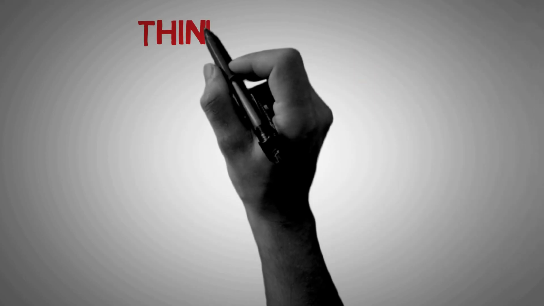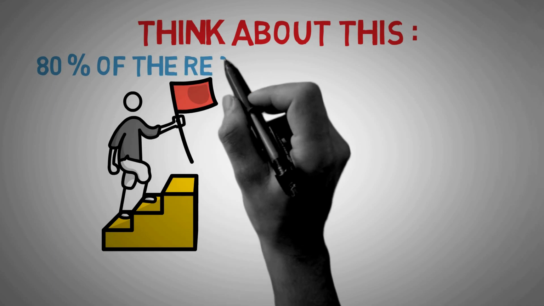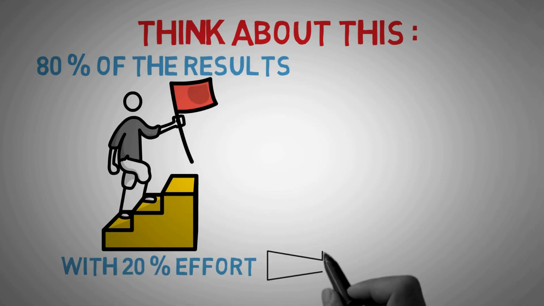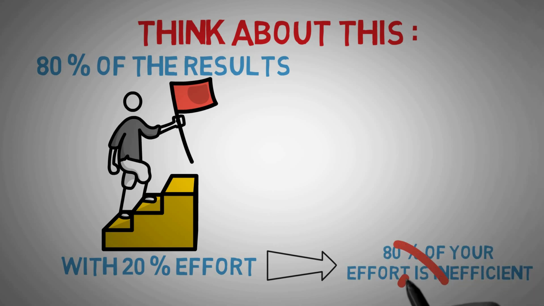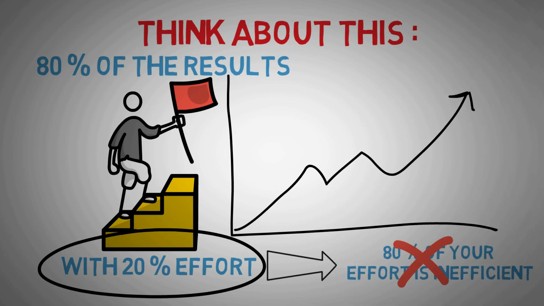Well, I'm glad you asked, because think about this for a second. If you can achieve 80% of the results with just 20% of the effort you put in, that means that the 80% of your efforts is inefficient. So what if you could remove this time spent on inefficient stuff and replace it with things you do during the efficient 20%? You would be looking at multiplying your work results.